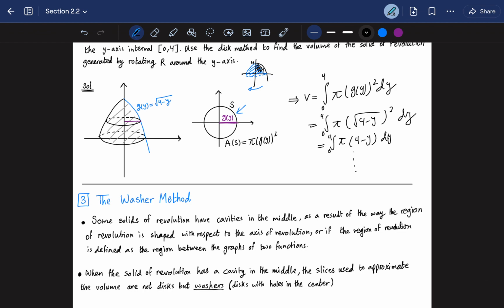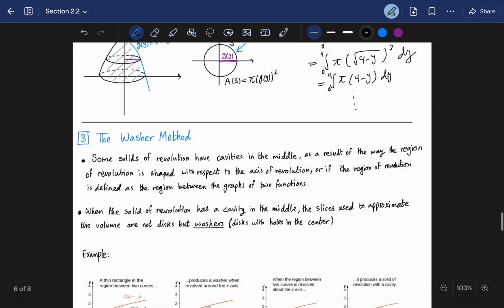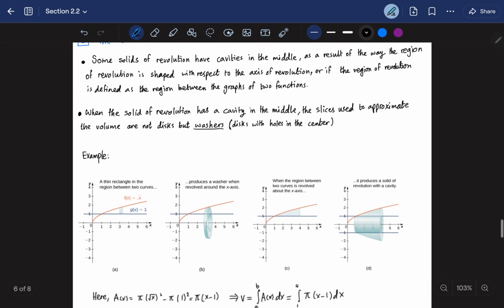So when the solid of revolution has a cavity in the middle, the slices used to approximate the areas are not going to be discs. We're going to have something called a washer. A washer is just a disc with a hole in the center. So when you have that case, this is where the washer method comes into place. So let's look at this example.